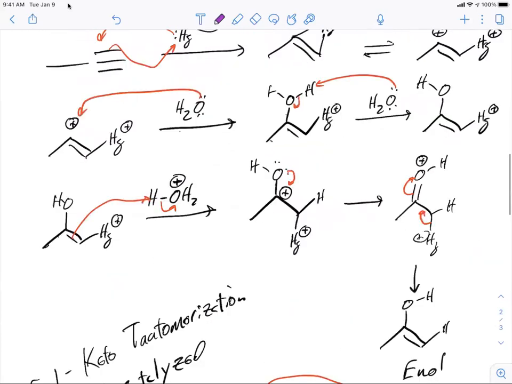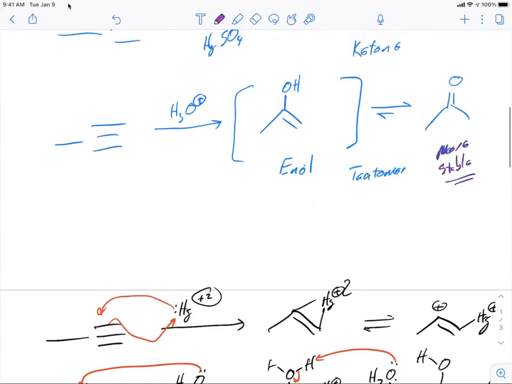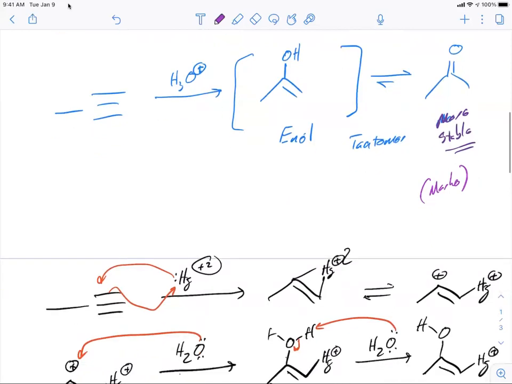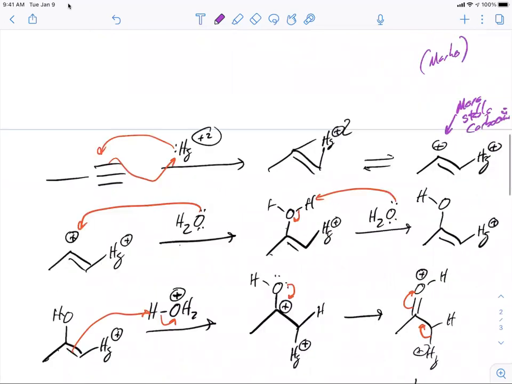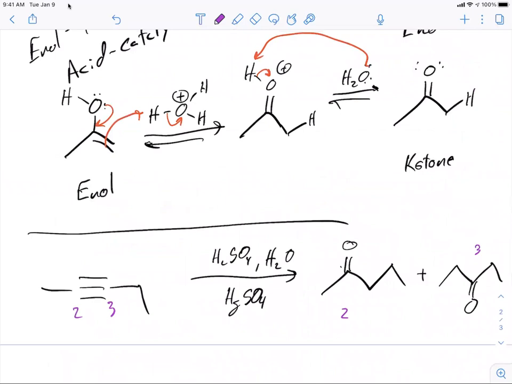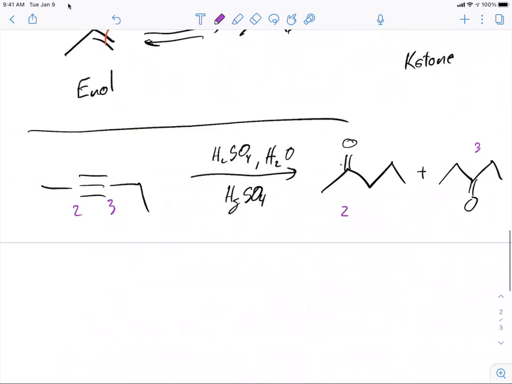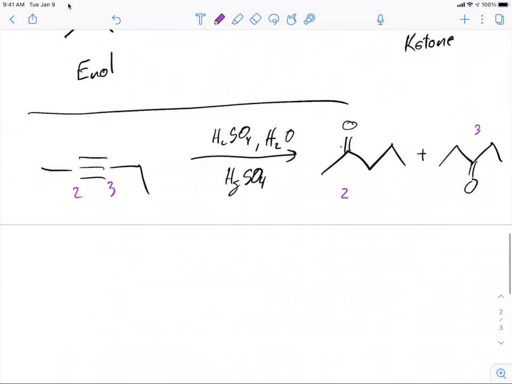And if we look at the regioselectivity up here, this is a Markovnikov style addition. We're adding the OH to the more stable side. This is the more stable carbocation. And so this is a Markovnikov. So regioselectivity for terminals is Markovnikov style, but for internals, we're going to get both products. Okay, so that is acid and water with mercury.